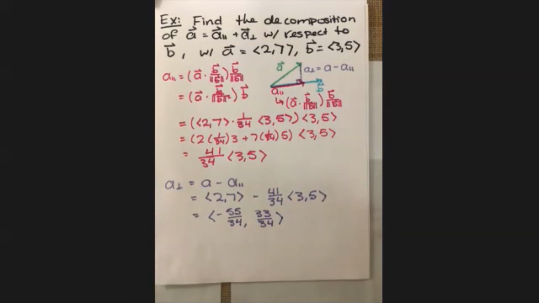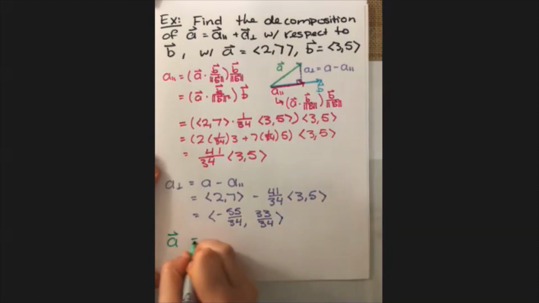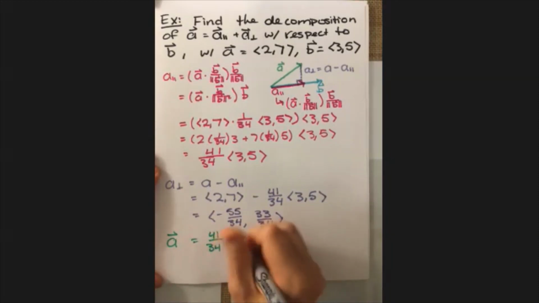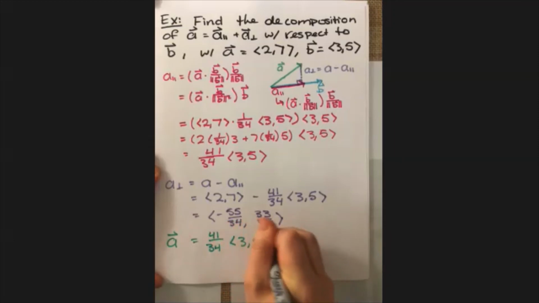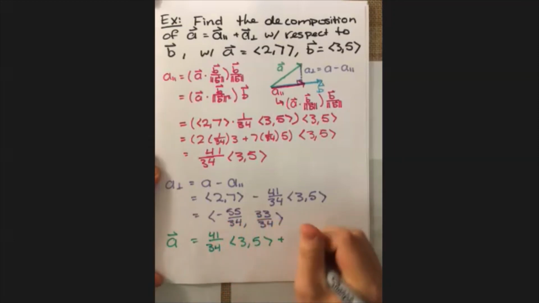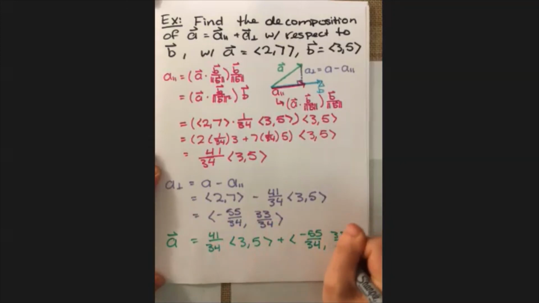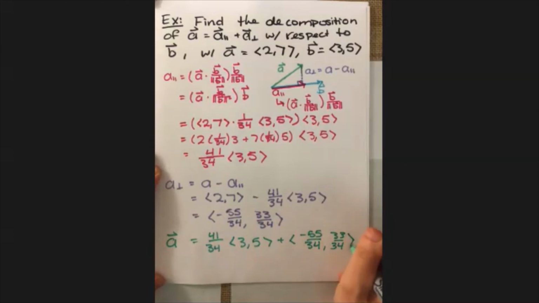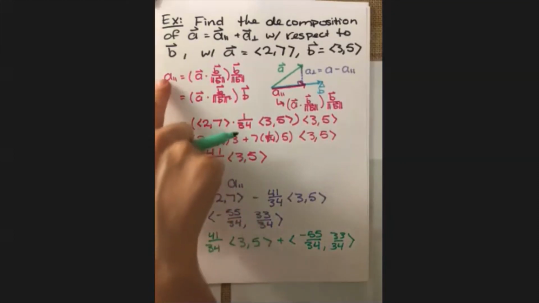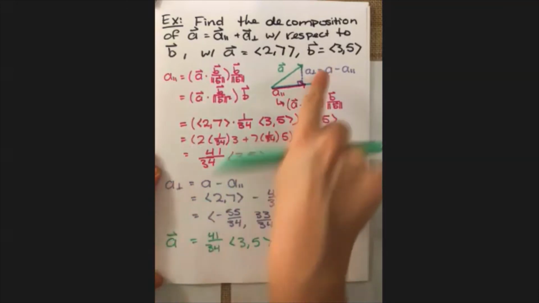If we want to put it all together and see what it looks like, the decomposition would be given by 41 over 34 times 3, 5, and then plus that orthogonal part, negative 55 over 34, 33 over 34. So that's your parallel part, and this is your orthogonal part.